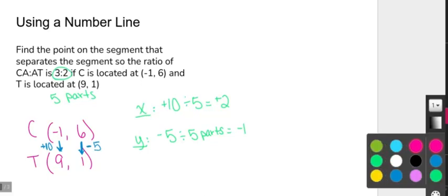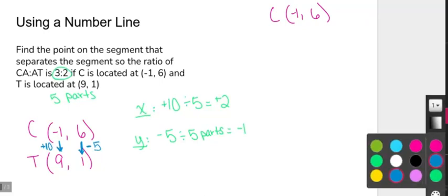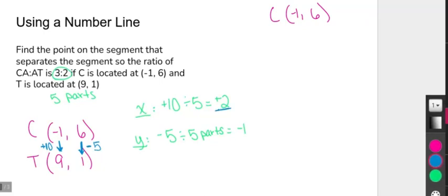So now I'm going to redraw my number line over here to the right. I'm going to start with C at the very top, and I'm going to add 2 and -1 to my x and my y value respectively until I get to T, 9, 1. So that's my end goal, 9, 1. And I should have to add it 5 times because I'm doing it into 5 parts.